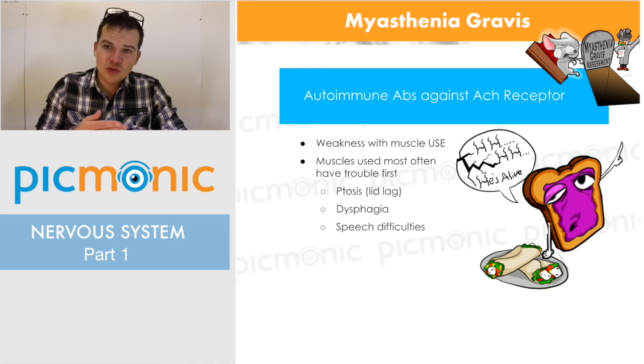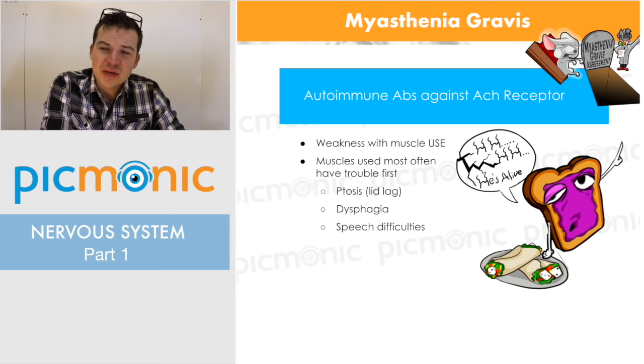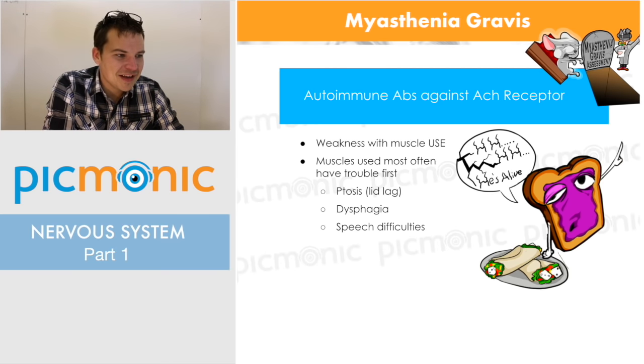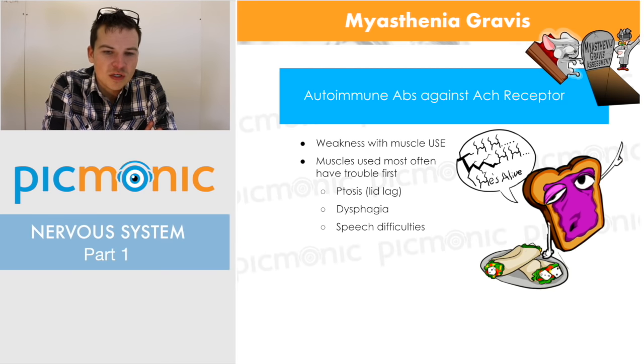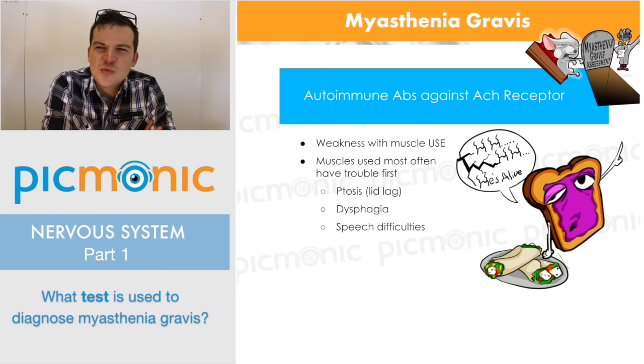So, what do we do for myasthenia gravis patients? What's the treatment for an autoimmune disease? Probably steroids, right? We're going to talk about that in a sec. So the next thing, the reason this is so important to talk about myasthenia gravis, it's a very difficult concept to understand, is what test do we use to diagnose myasthenia gravis? This is a very high yield.